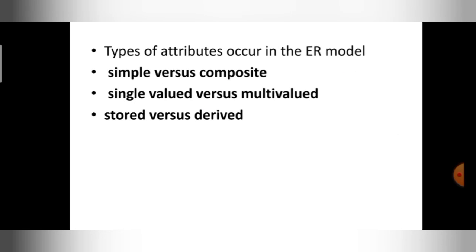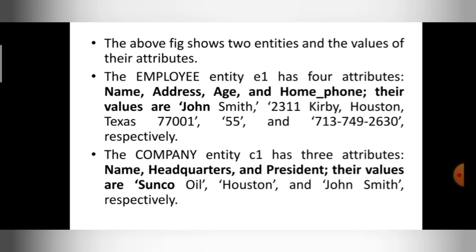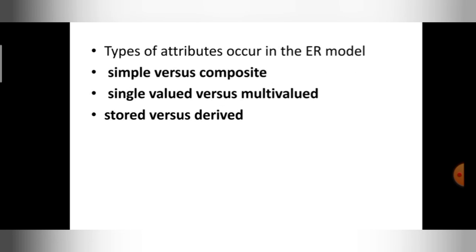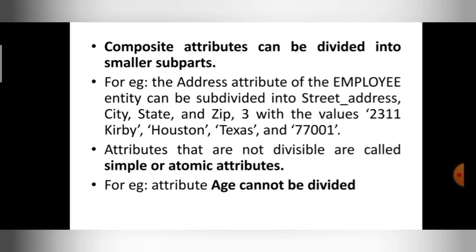Next, types of attributes. What are the different types of attributes that are present? For example, simple attribute, composite attribute, single valued attribute, multi-valued attribute, stored attribute, derived attribute. So in attributes there are different varieties. Now we will discuss those different types of attributes in more detail. Once I take the ER diagram, you will understand these attributes in a very clear way.